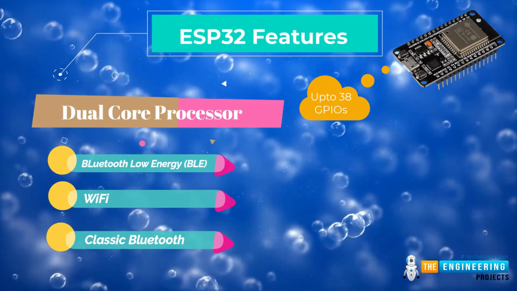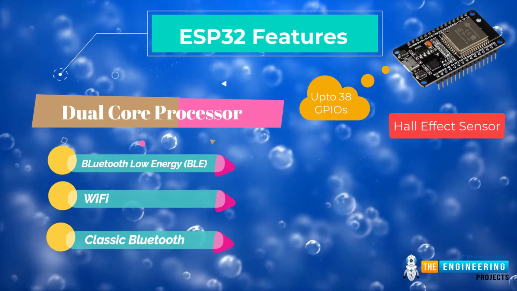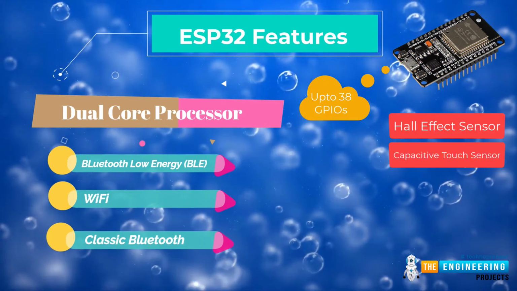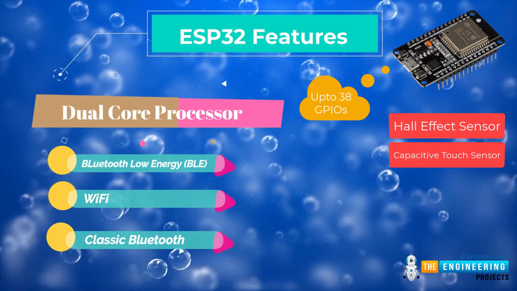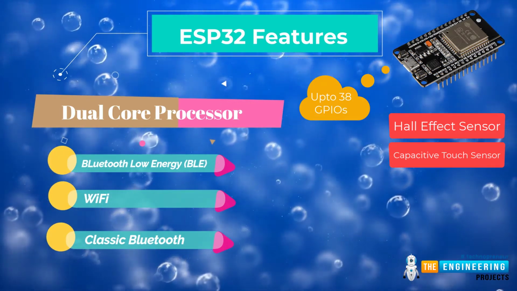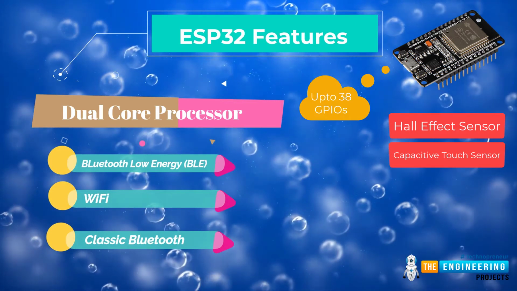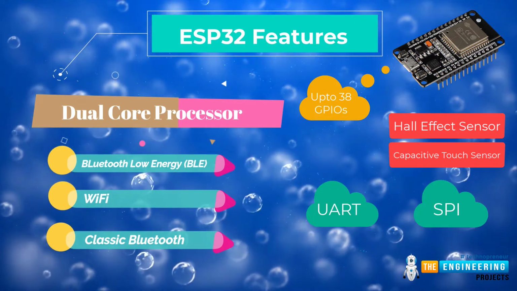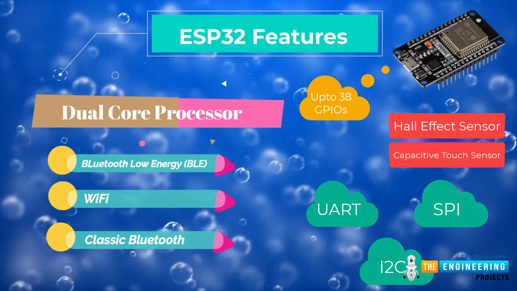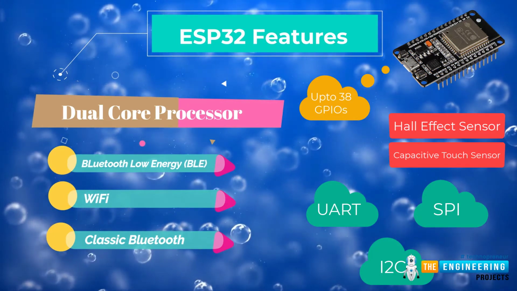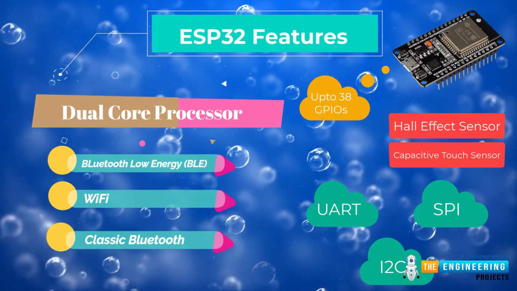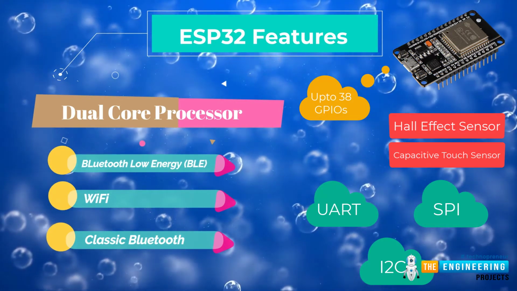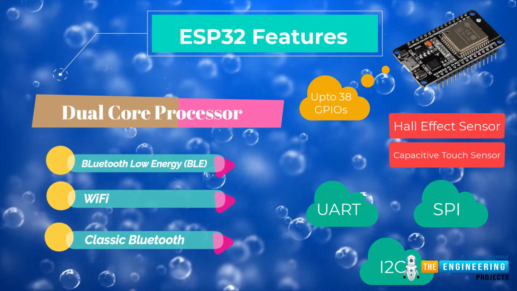There are some inbuilt sensors like a Hall effect sensor and some capacitive touch sensor pins inbuilt in the ESP32 board. ESP32 also offers some peripherals like UART, SPI, I2C and much more. Analog to digital converters and digital to analog converters are also available in ESP32.